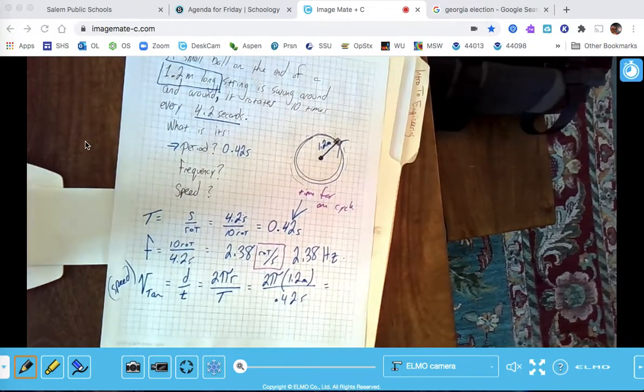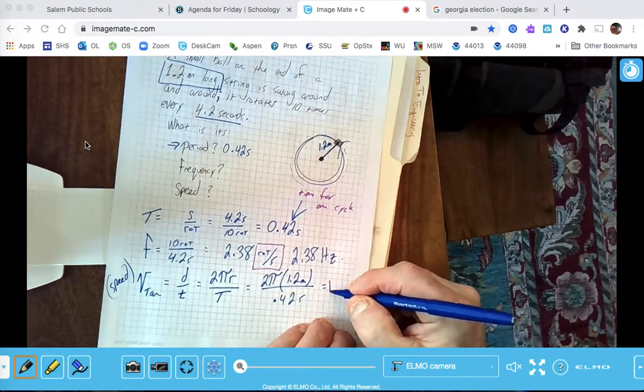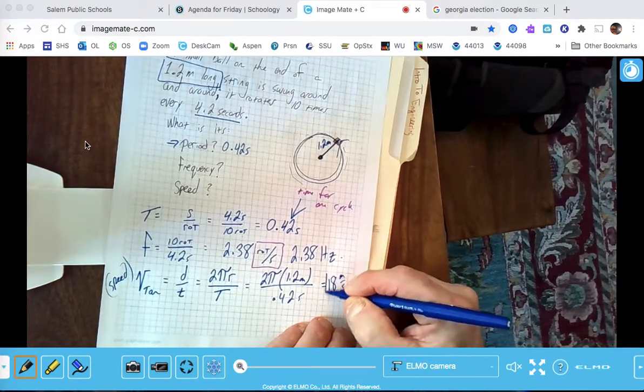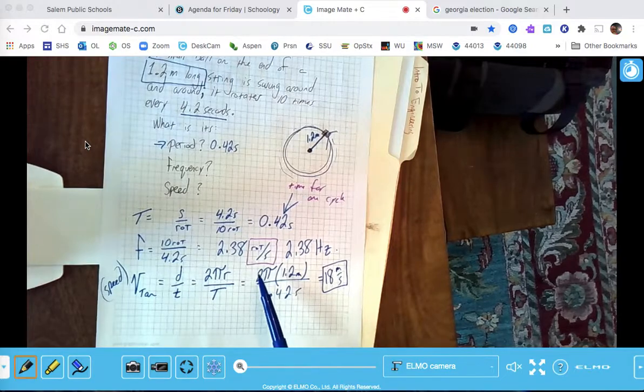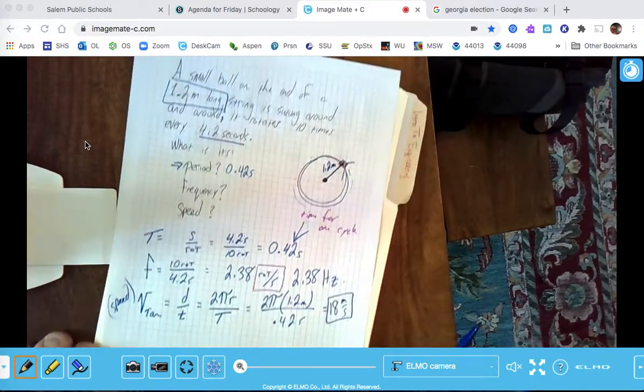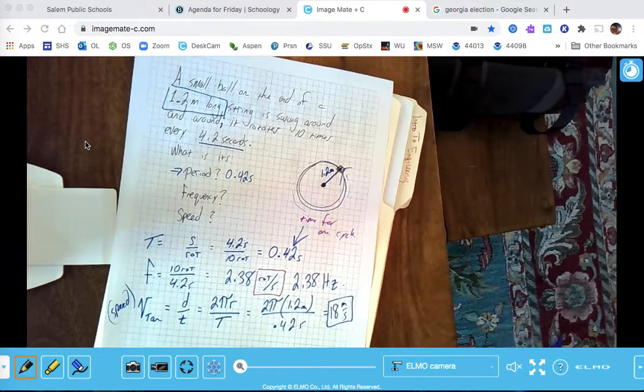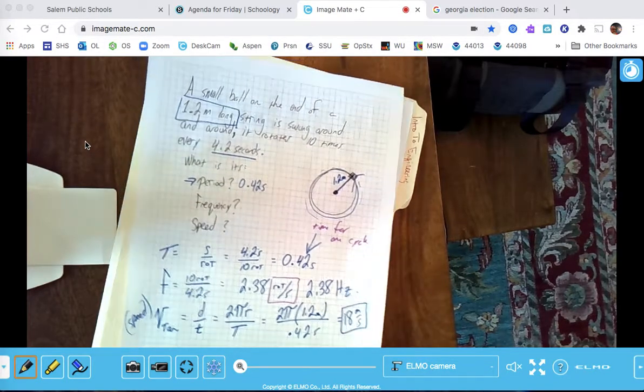And so this is a job for a calculator for sure. 2 pi times 1.2, my numerator is about 7.54. Divided by 0.42, my denominator, and I get about 18 meters per second. When you do this math, 2 times pi times 1.2, and then you divide that by 0.42, you get 18 meters a second. So there's the interplay between period, frequency, and tangential velocity, also known as speed.